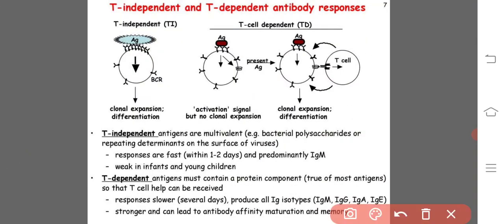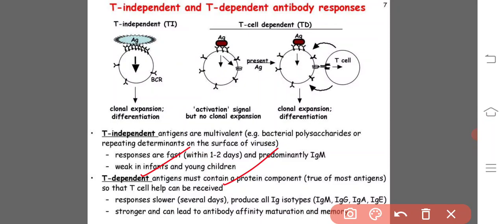Here you can observe furthermore, the T independent antigens are multivalent, like the bacterial polysaccharides, with repeating determinants on the surface of viruses. Responses are fast, within 1 to 2 days, and predominantly IgM antibodies are produced. This kind of T independent antibody production is weak in infants and young children, whereas T dependent antigens must contain a protein component so that T cell help can be received.